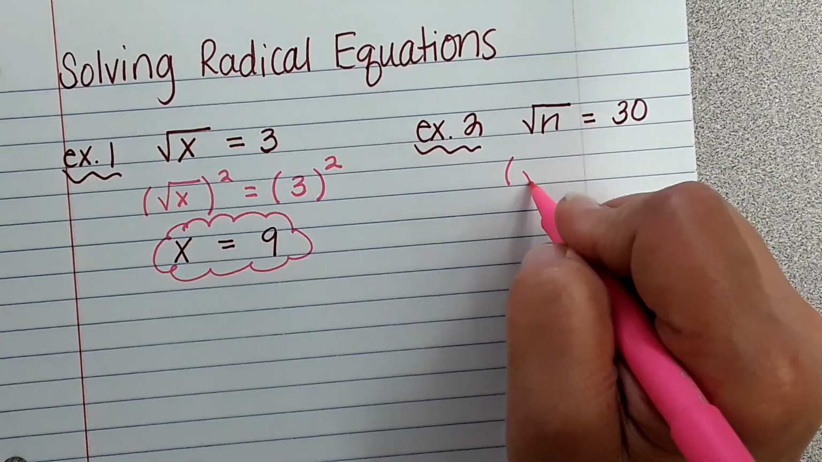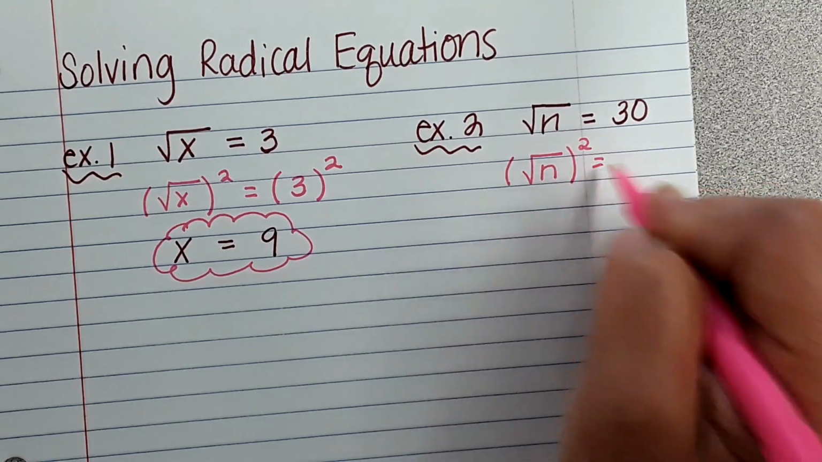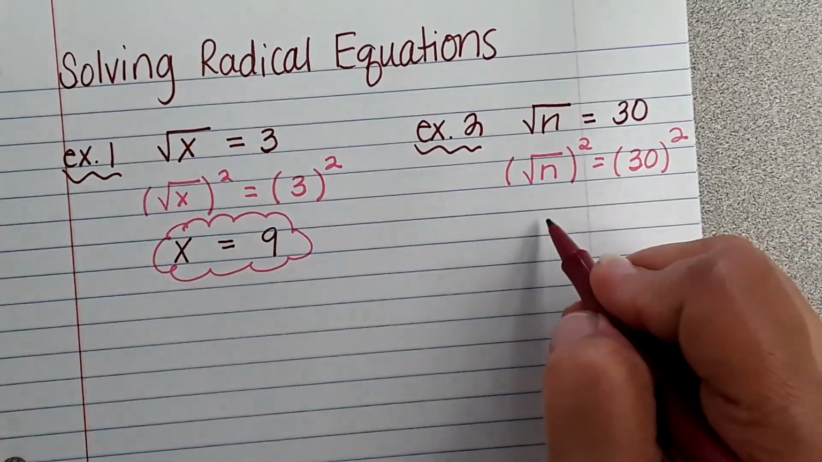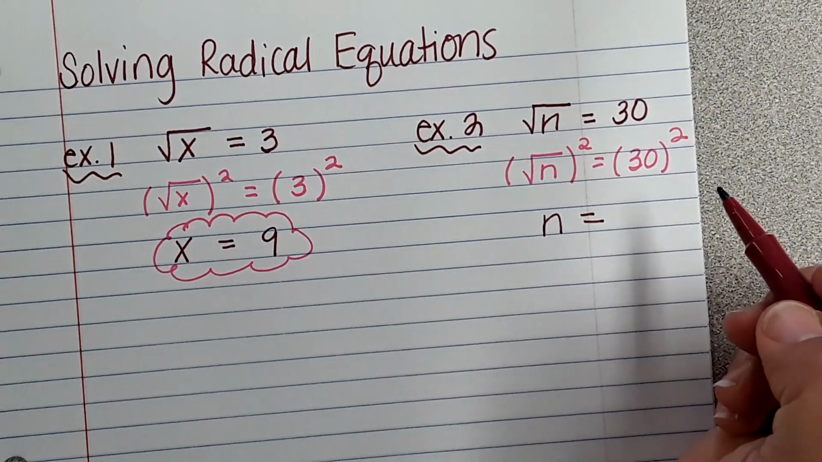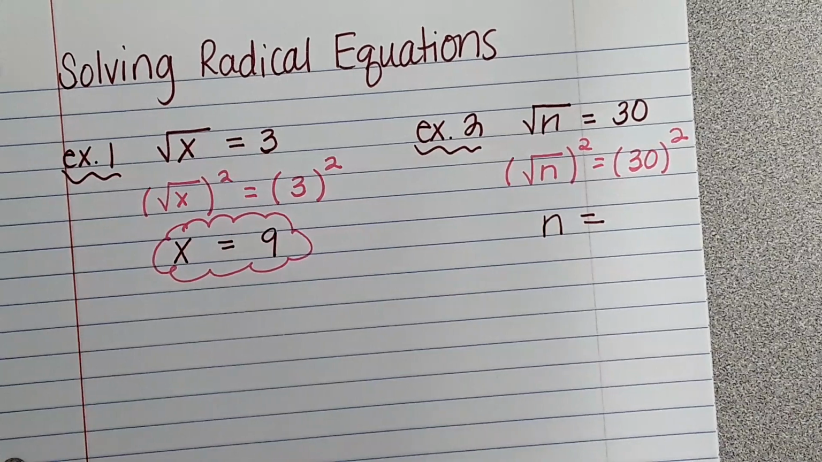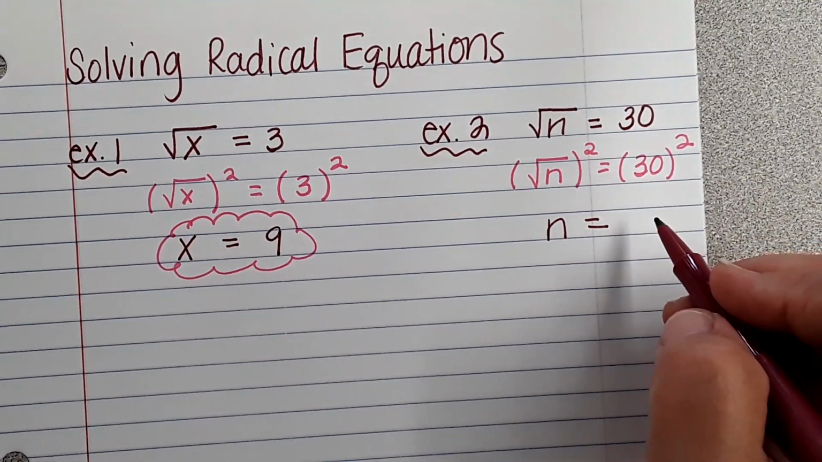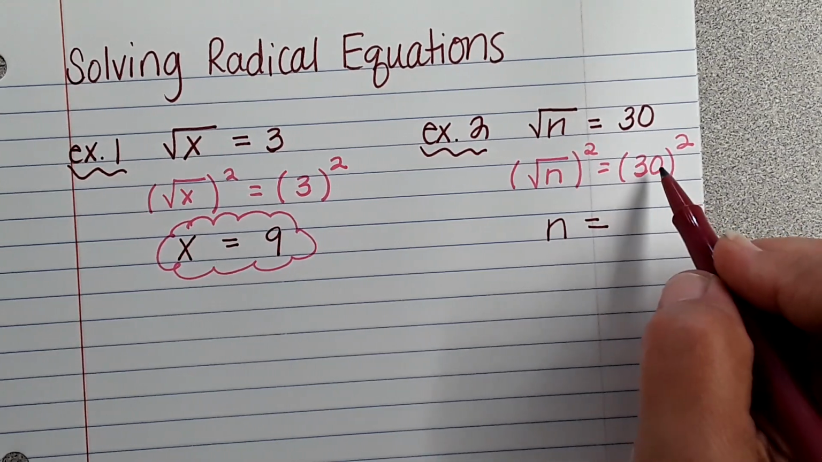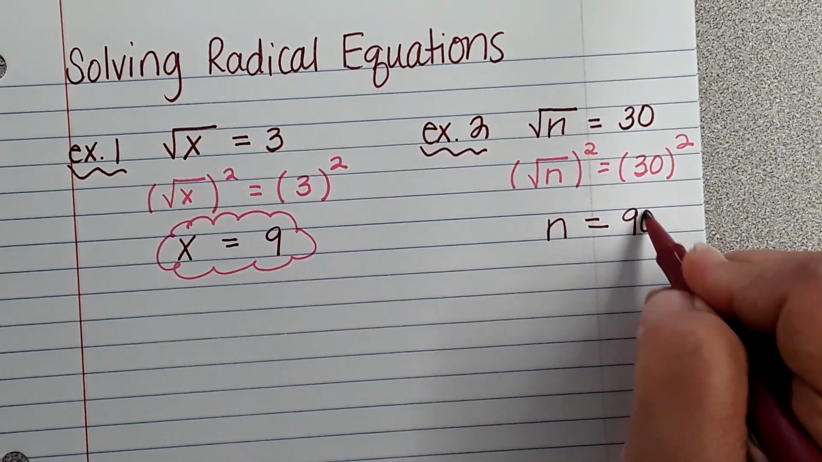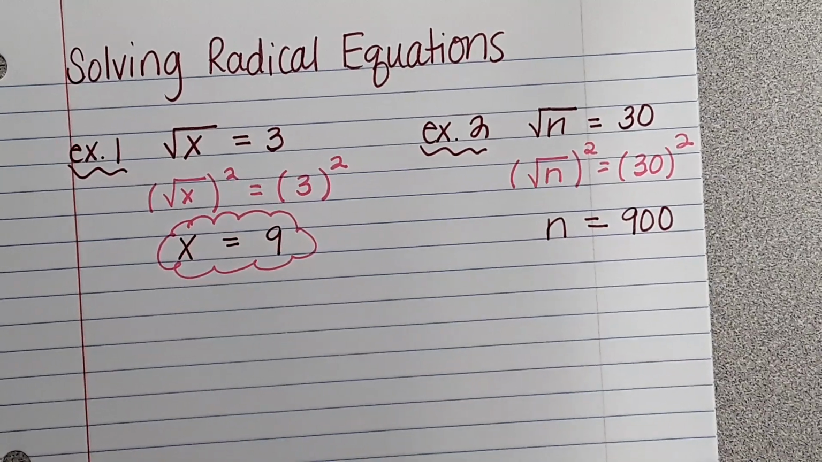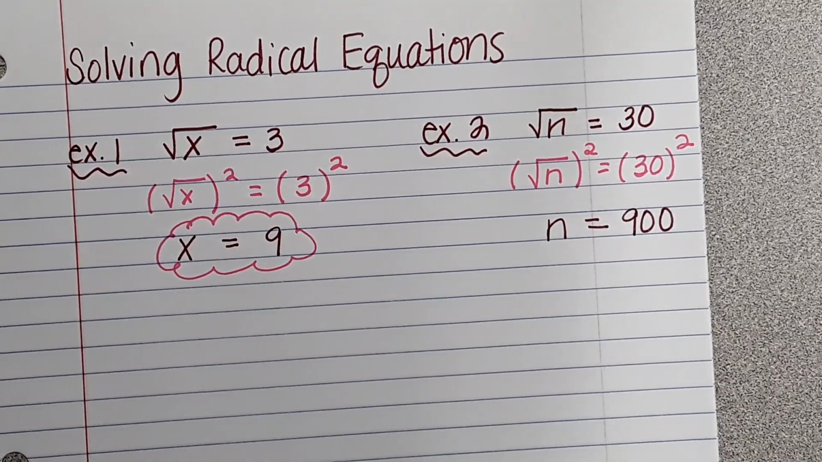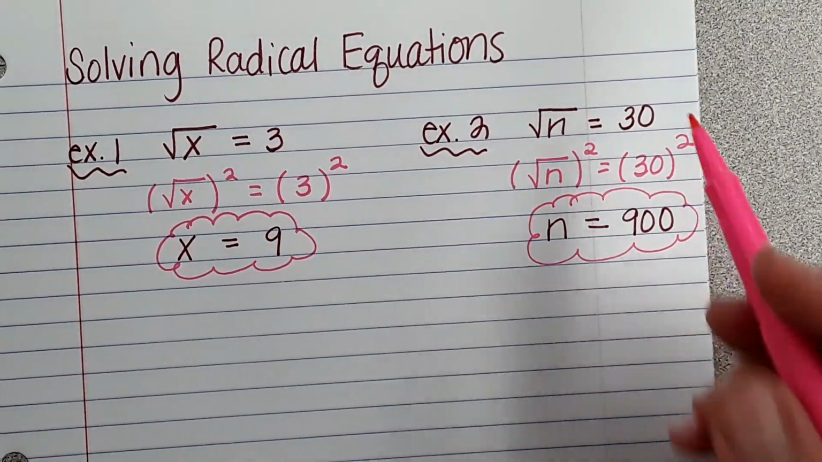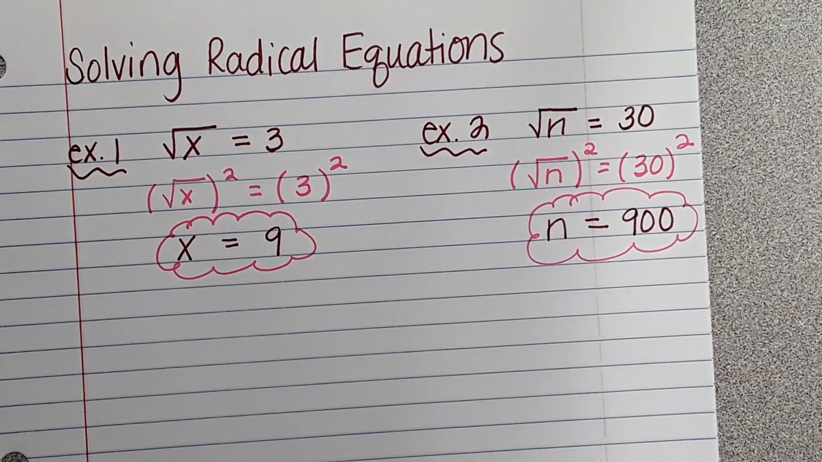So to get rid of the square root, we're going to square both sides. What is 30 times 30? I don't understand. What is 30 times 30? It's 900. Because 3 times 3 is 9, and you add 2 zeros. So, to undo a square root, you square both sides.